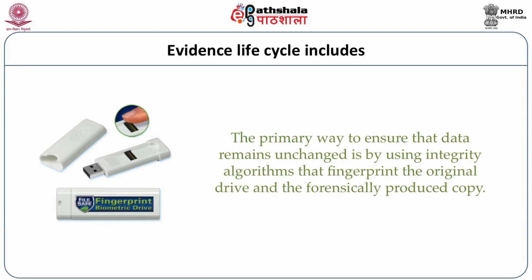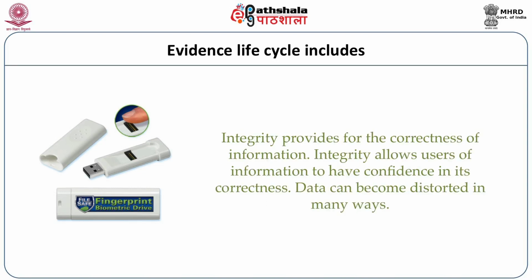What is the primary way to ensure that the data remains unchanged? For that, use integrity algorithms. What does an integrity algorithm do? It fingerprints the original drive and the forensically produced copy. Integrity provides for the correctness of information. Integrity also ensures that users of information have confidence in its correctness.